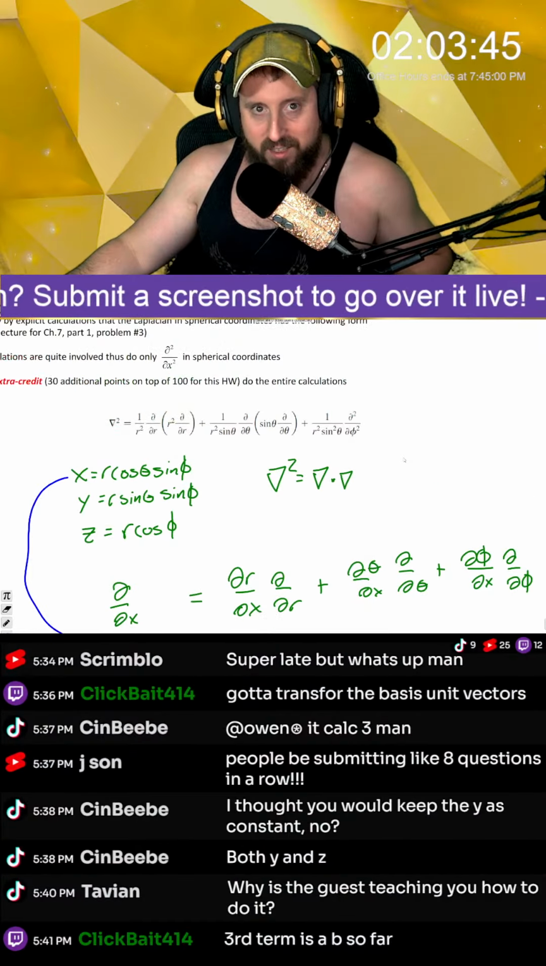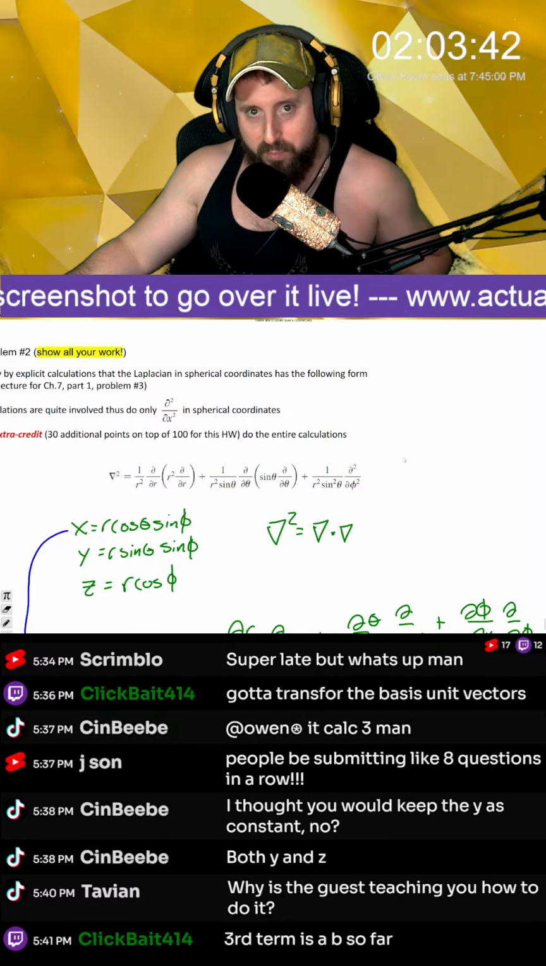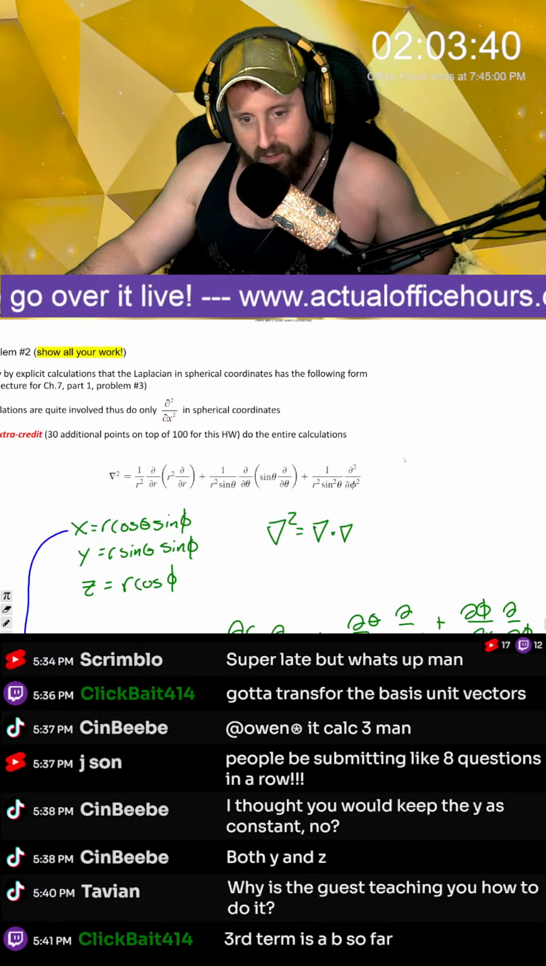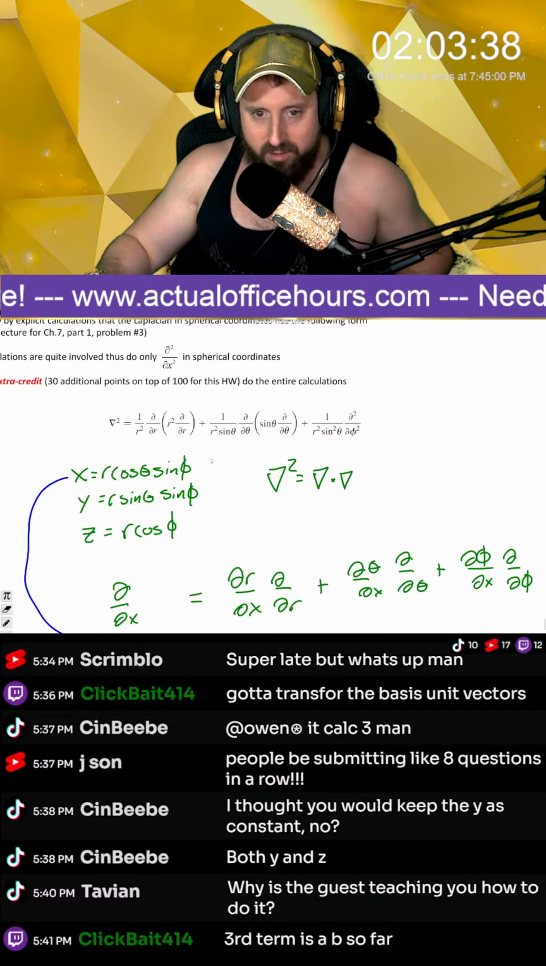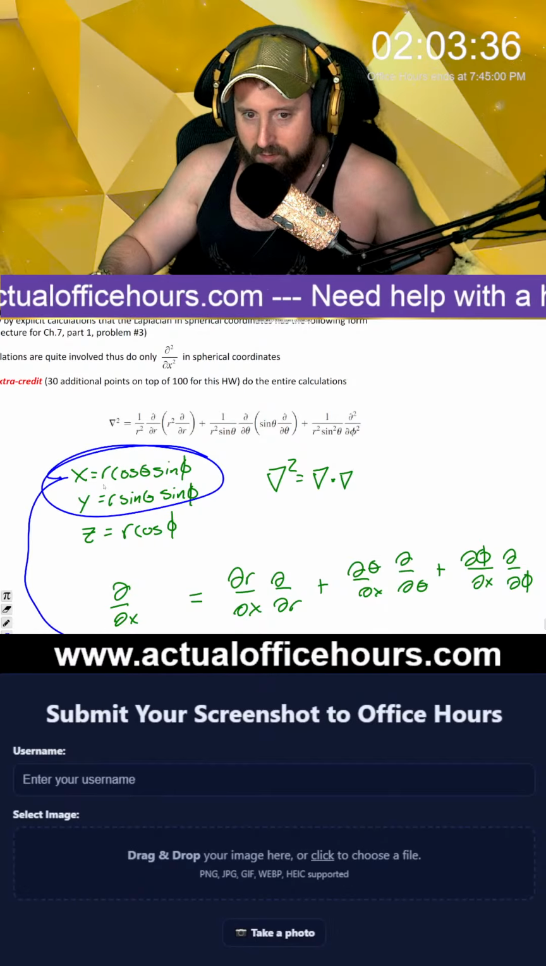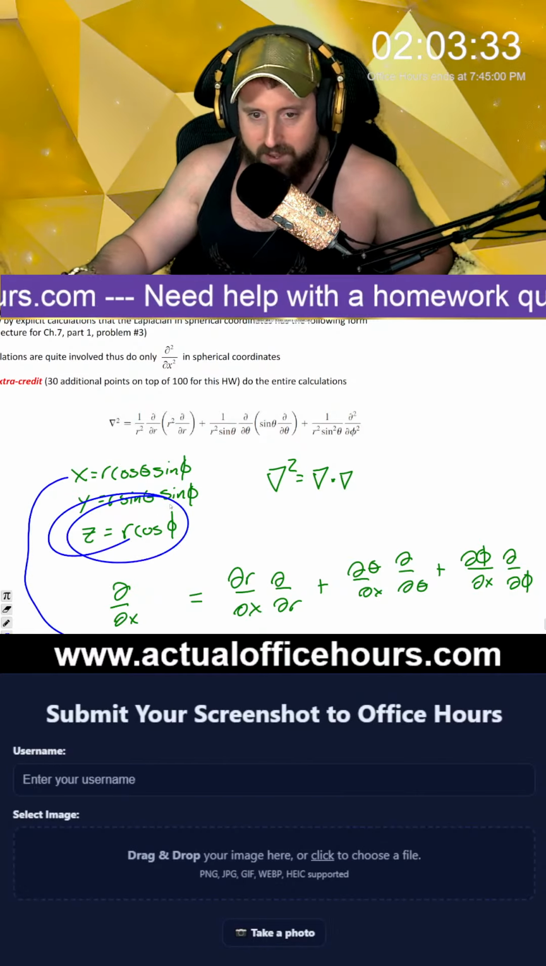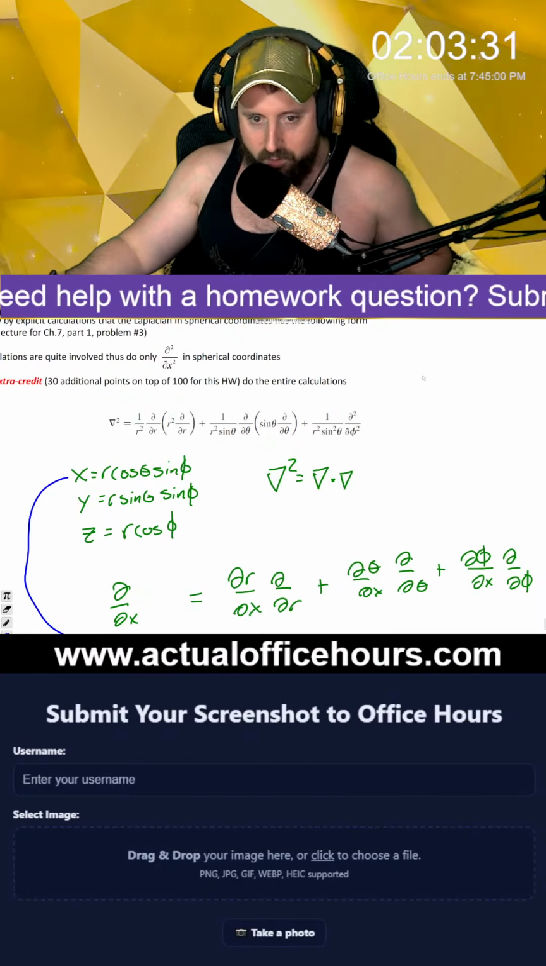Okay, d theta though. Third term is a bitch so far. I bet it is. Wait, so I think theta, the third term, is the easier one. Theta is the bitch. Oh, you think? Because phi is easy, right? Because phi is equal to the arc cosine of z over r.